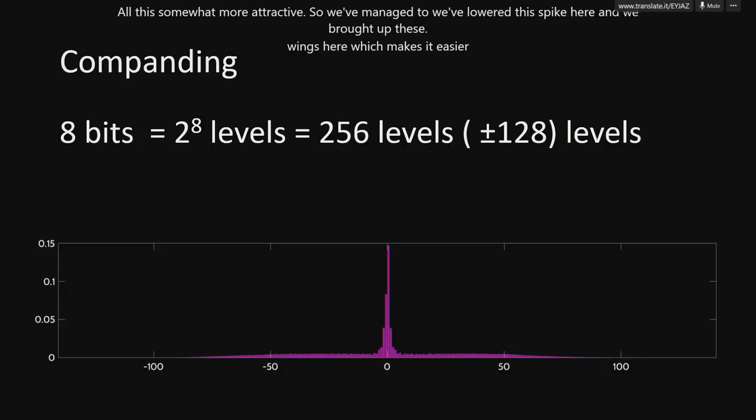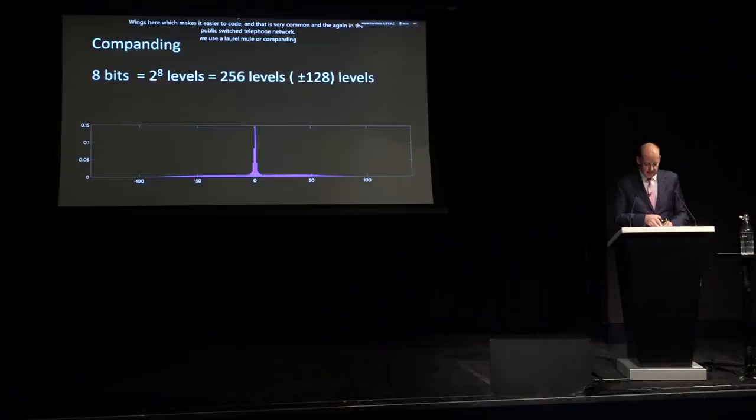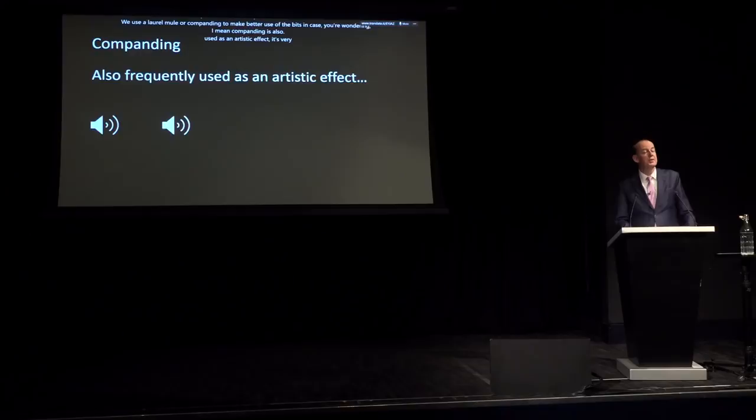And again, in the public switched telephone network, they'll use A-law or mu-law companding to make better use of the bits. In case you're wondering, companding is also used as an artistic effect. It's very common in music. I didn't want to play you mu-law and A-law companding because it really makes the speech sound terrible. And we only use it to squeeze stuff through narrow bits of data bandwidth in the system.